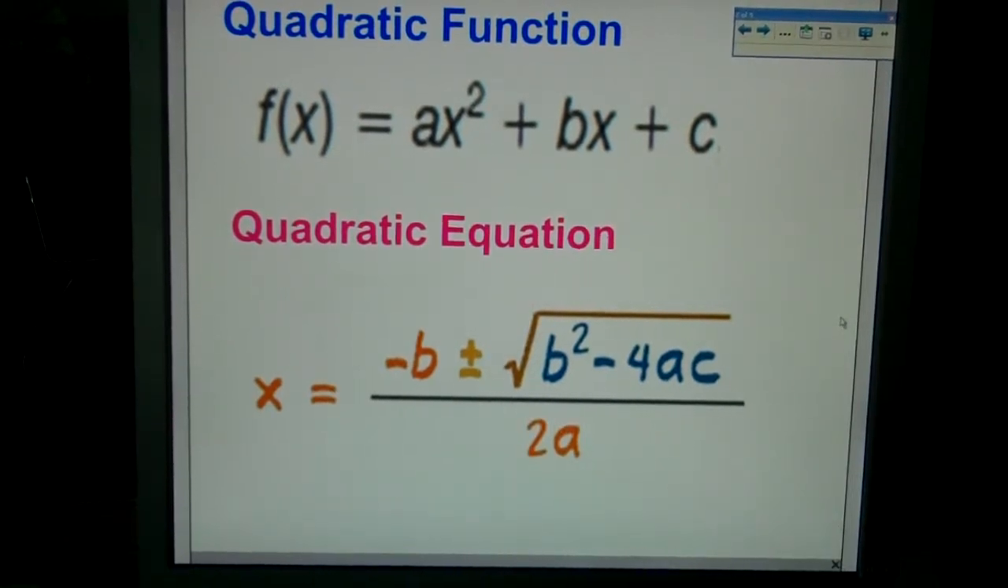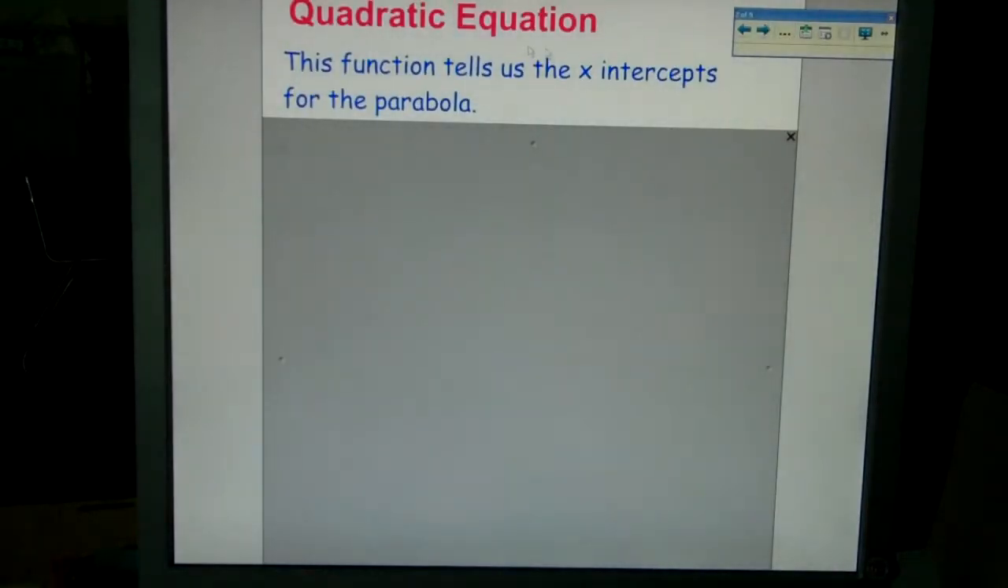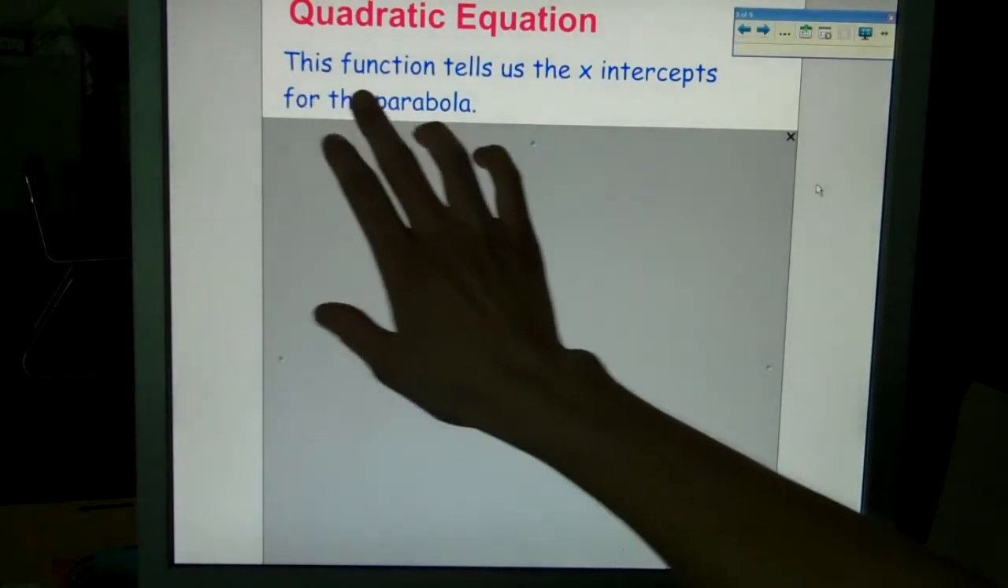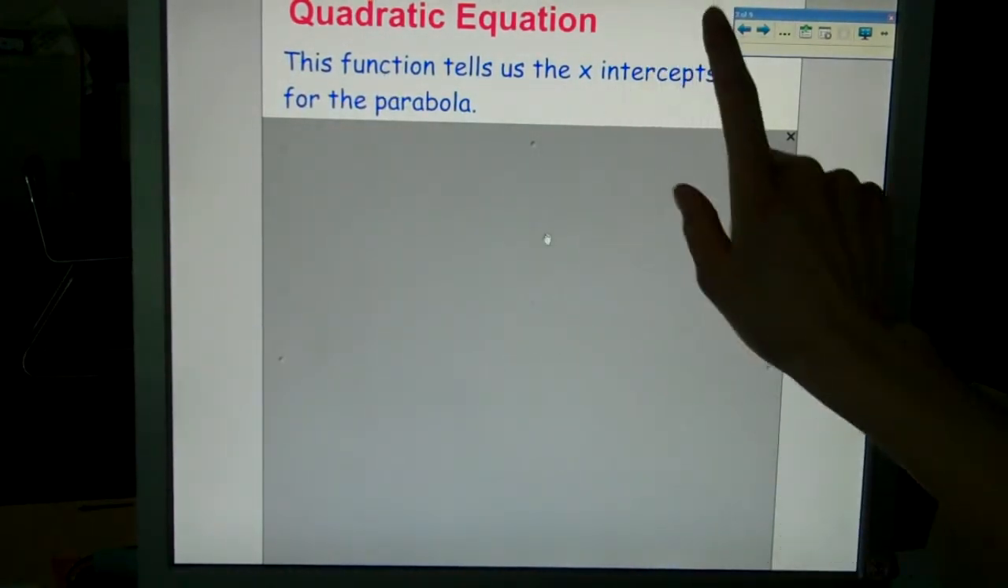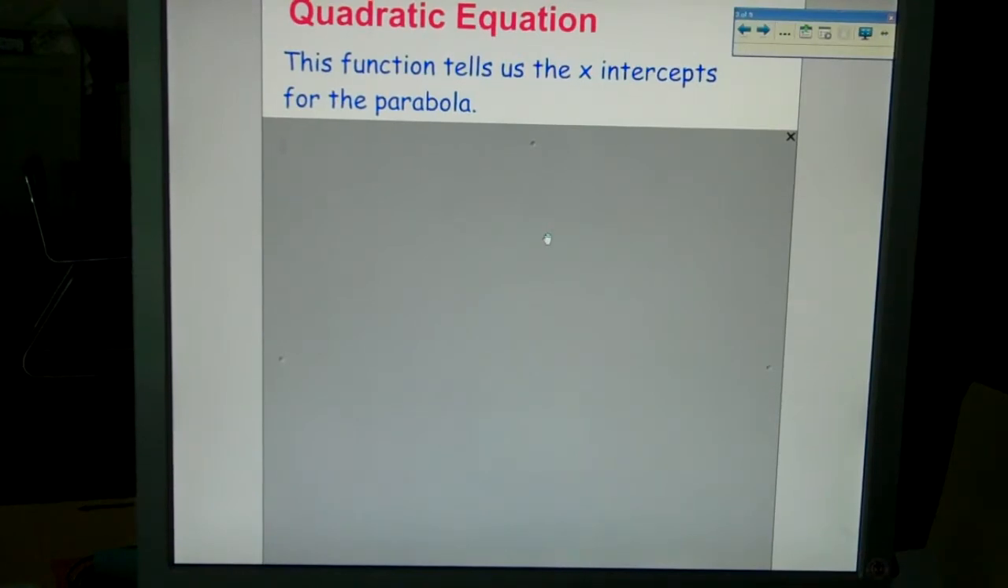There it is, the quadratic equation. Write it down. After you have your panic attack, write it down. Ready? Here we go. All right, the quadratic equation. So you need to know what it does. This equation, I should say equation, I shouldn't say function, tells us the x-intercepts for a parabola.